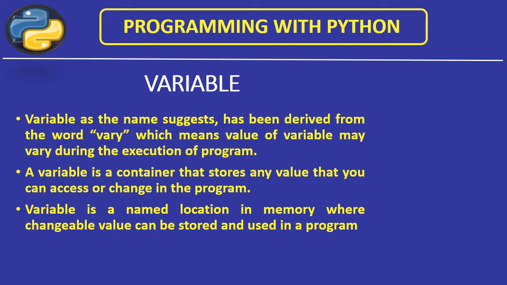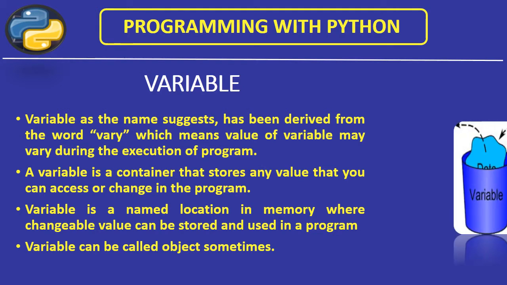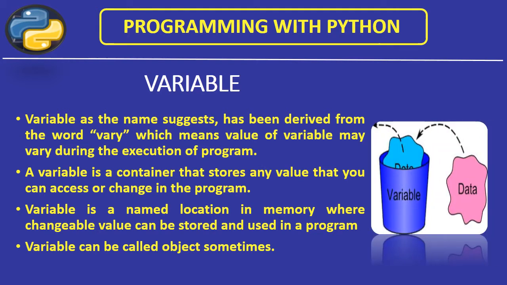So whenever we want to store any value for program execution, we need to set a variable with some value, and that variable is stored in memory with some name, that is called the variable name. A variable is sometimes also called an object. In Python, a variable is also known as an object. You can see here that a variable is basically working like a container to store some data.